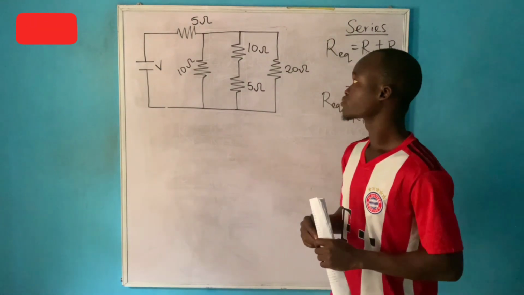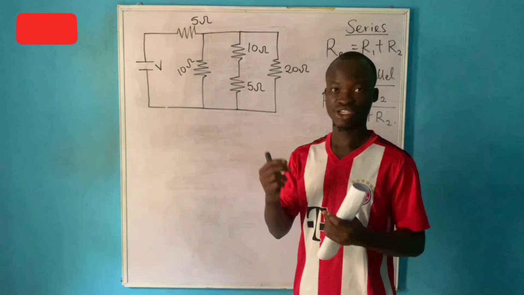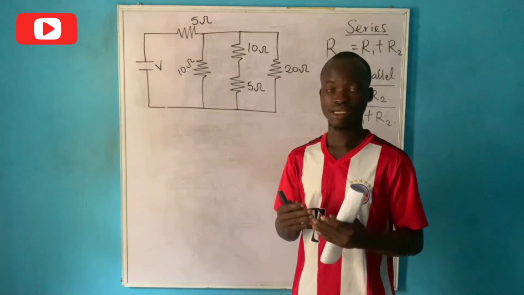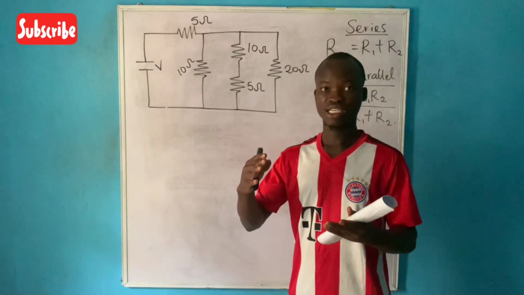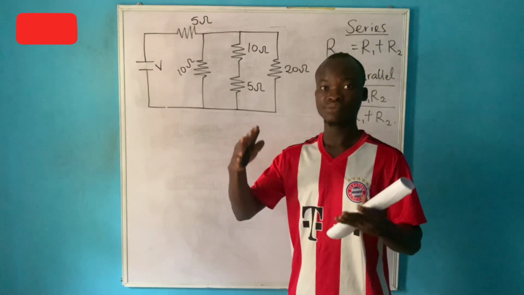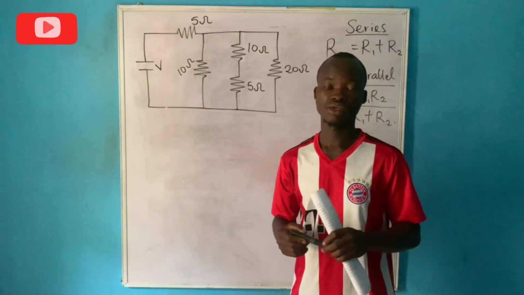So now, before we do this, we need to check the connection between the resistors. Like considering 2 resistors at a time, what is the connection between them? If it is series, if it is parallel, then we combine them together and we continue the process gradually.